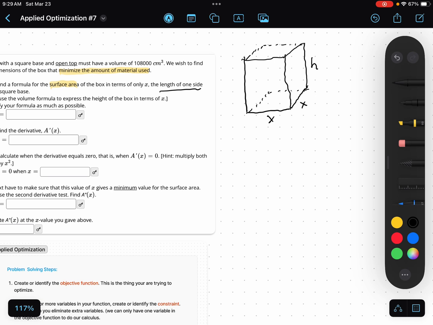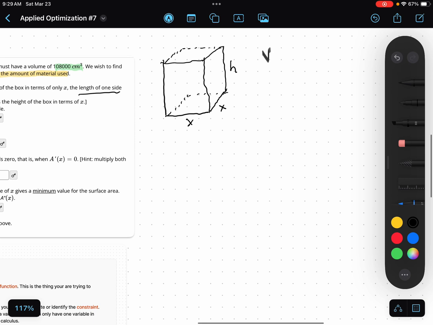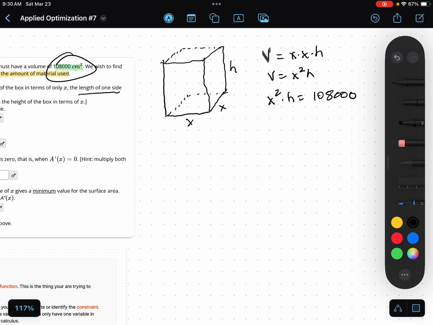And then what I do know is the volume of this thing has to be 108,000 cubic centimeters. So if you look over at this picture, we can quickly calculate the volume, right? From geometry class, I hope you remember that the volume of a box is length times width times height. So for us, that's x times x times h, and that would be simplified as x squared h. And then we know our volume is 108,000 cubic centimeters, so we know that the formula x squared times h equals 108,000. This right here is our constraint.